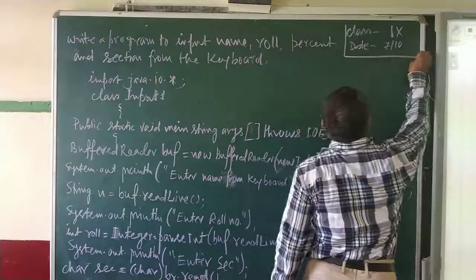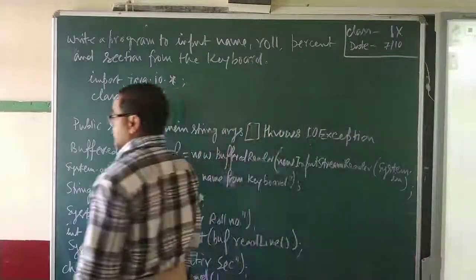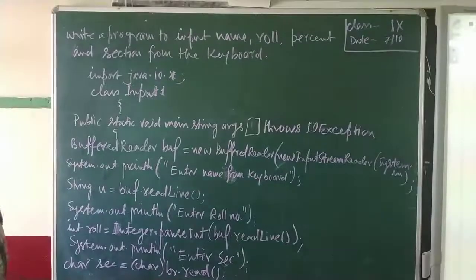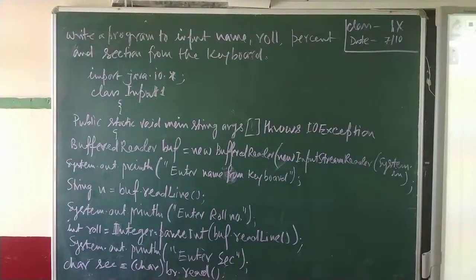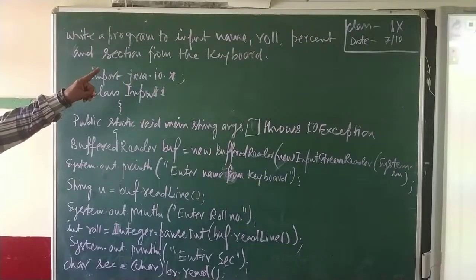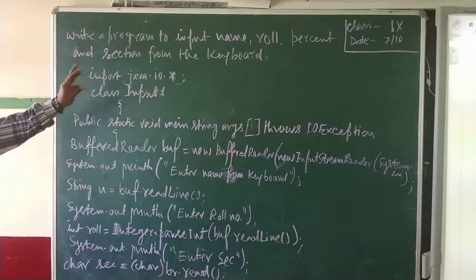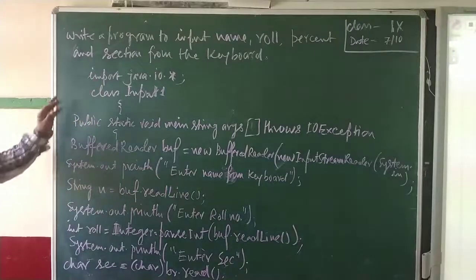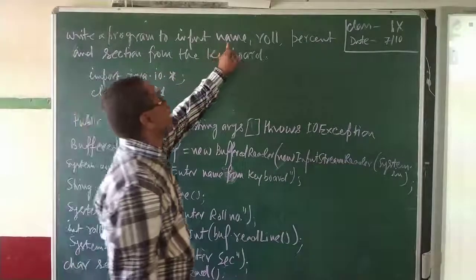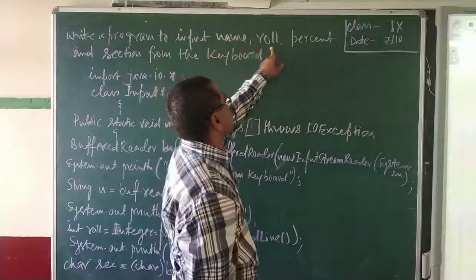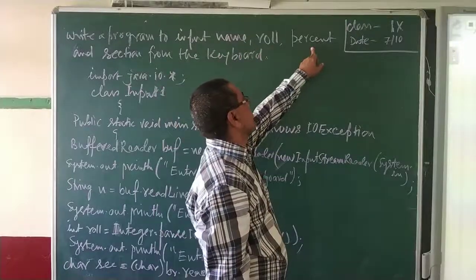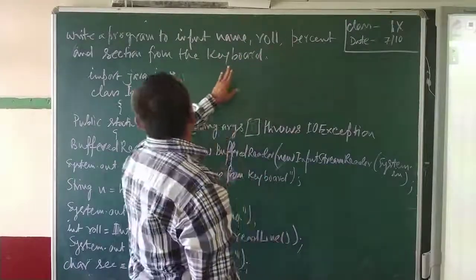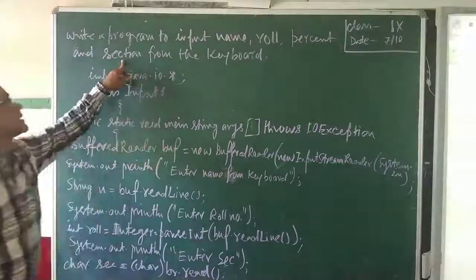Actually, unless we know how to input from the keyboard, we cannot write good programs. That's why this is another program where we will be taking keyboard input. Now you see: write a program to input name, roll number, percent and section from the keyboard. Name is string type data, roll number is integer data, percent is float or double data, and section is character data.